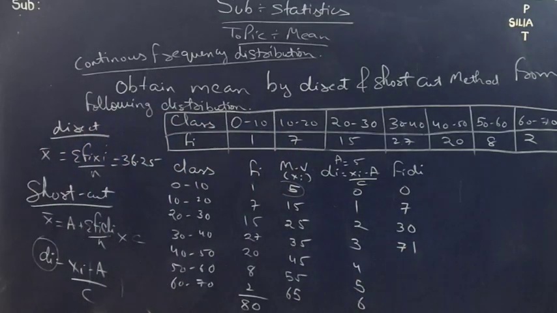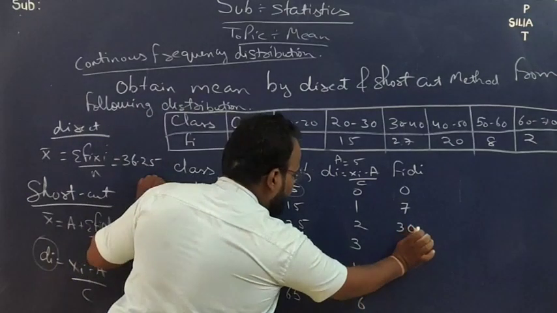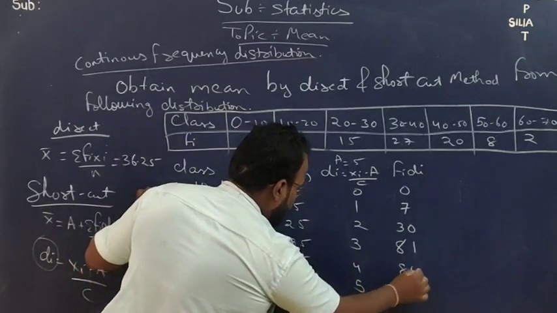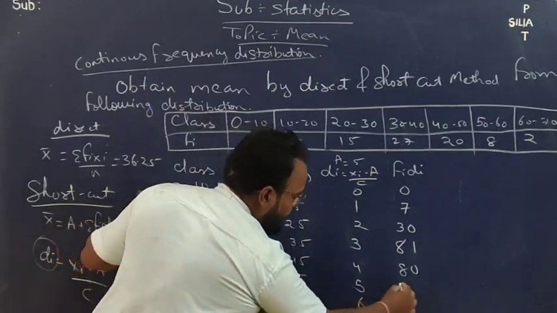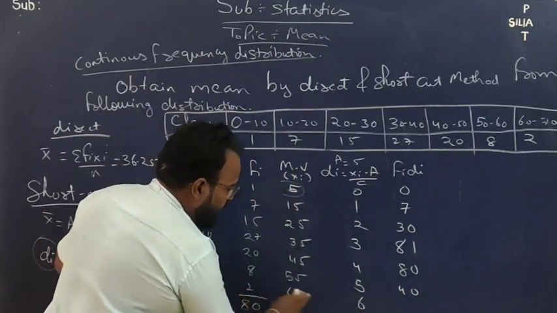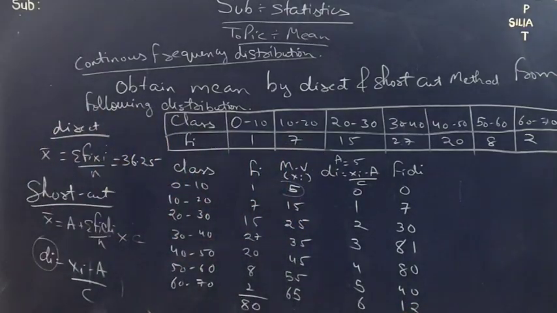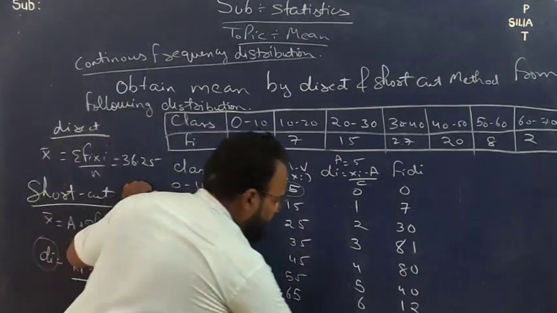Okay, 27 multiplied by 3 equals 81. Okay, now 20 into 4 equals 80. 8 into 5, that is 40. And last, 2 into 6, that is 12. Now let us find the total of fi di. So 7 plus 30 plus 81 plus 80 plus 40 plus 12, that is 250.